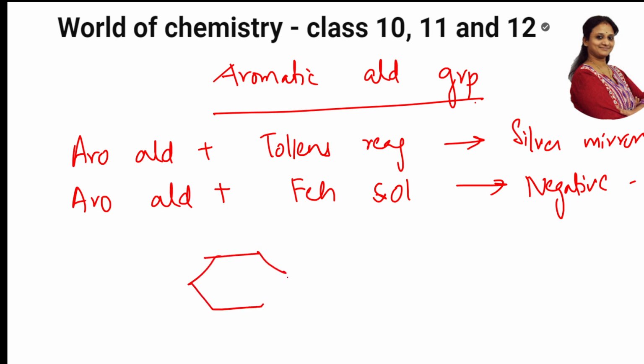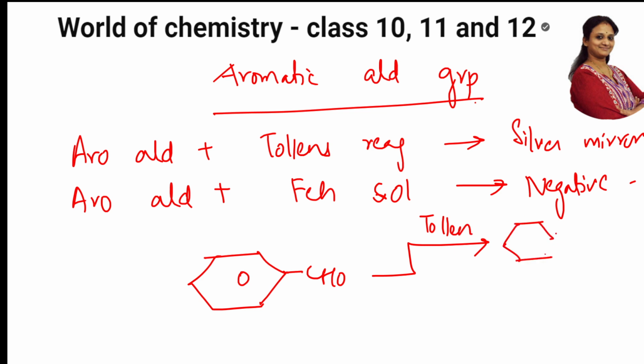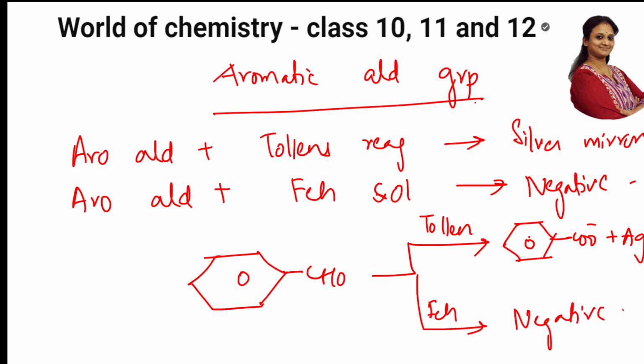So let me write it this way. You will remember aromatic aldehyde, benzaldehyde, with Tollens reagent. You will be getting silver. It gets converted to carboxylic acid and your silver mirror is formed. But in case of Fehling solution, the test is negative. You will not get any precipitate. Remember, this is for aromatic aldehyde.